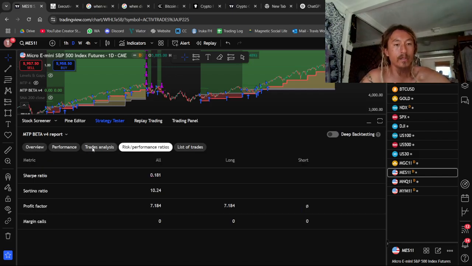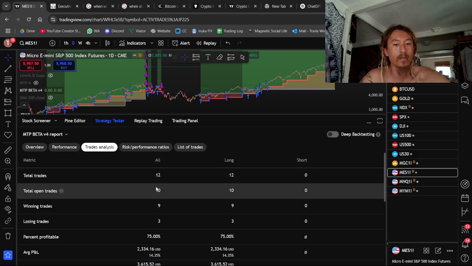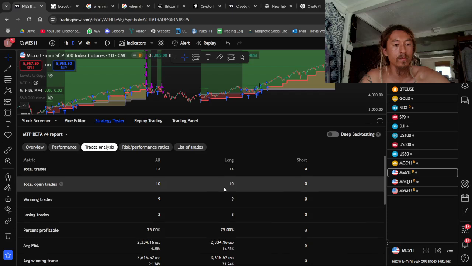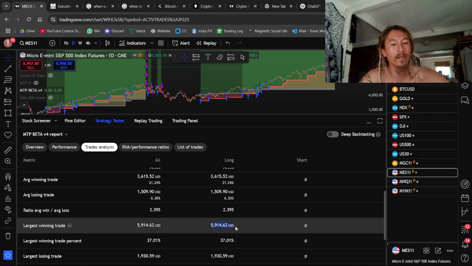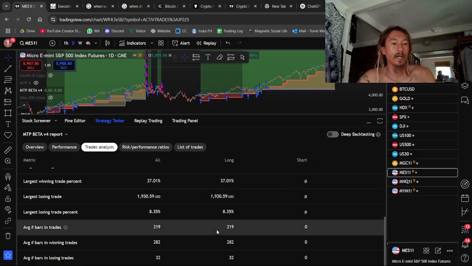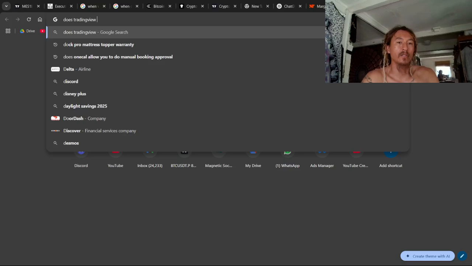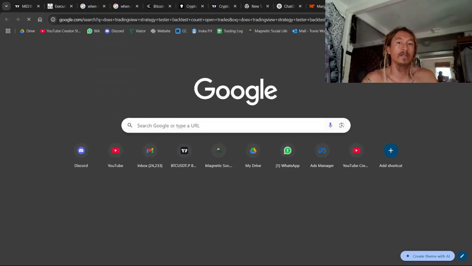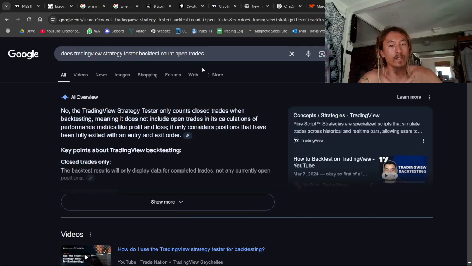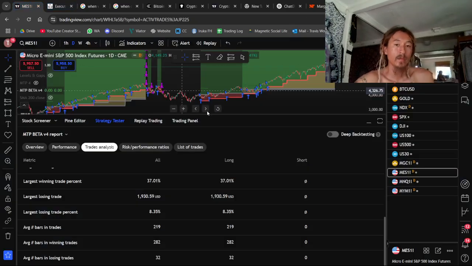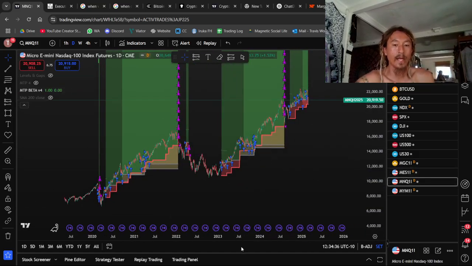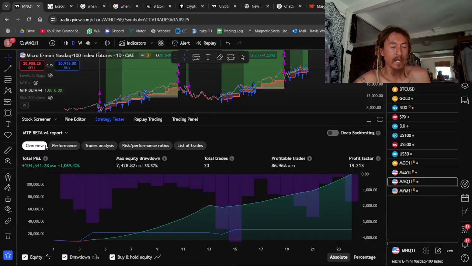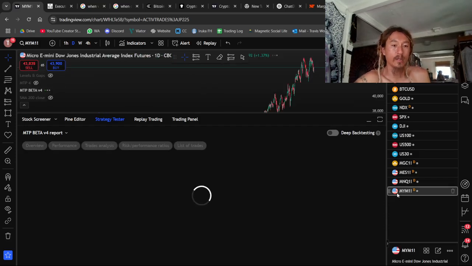Maybe what I've been saying has not been correct. Total trades, 10 trades. Open trades. Okay. Yeah, I don't think it counts it. If we look at winning trade, I actually don't know. Does TradingView strategy tester backtest count open trades? Only counts closed trades. Okay, so it's like 160. That's crazy. NASDAQ, I'm not going to go through the backtest, but also over 100, so that seems better.